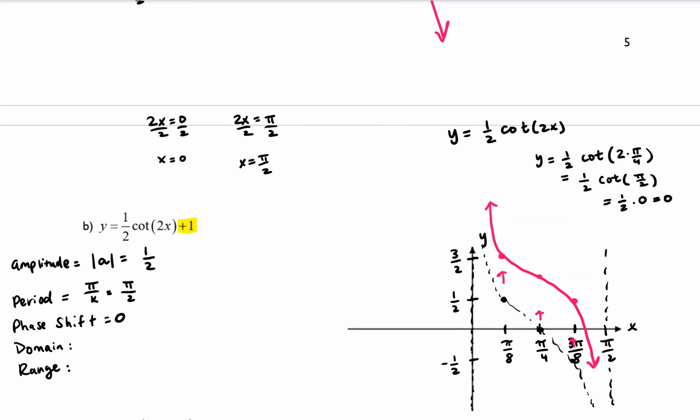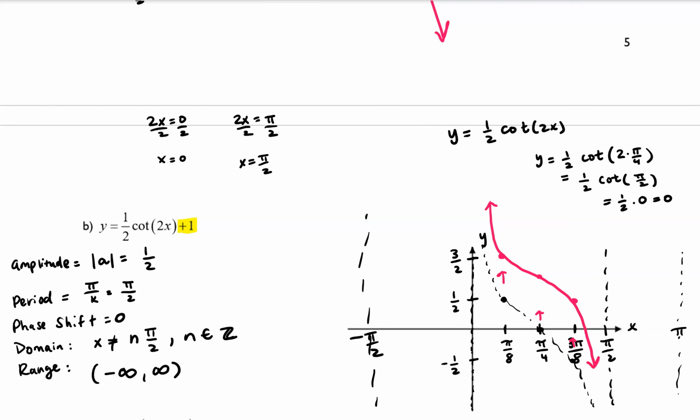Something like that. And now we can talk about the domain and the range. So if I drew another vertical asymptote on this side, this would be at negative pi over 2, and then the next one would be at negative pi, and then on this side, the next one here would be at positive pi. So we would say that the domain is all real numbers except integer multiples of pi over 2. And then the range, as we can see, is all real numbers.